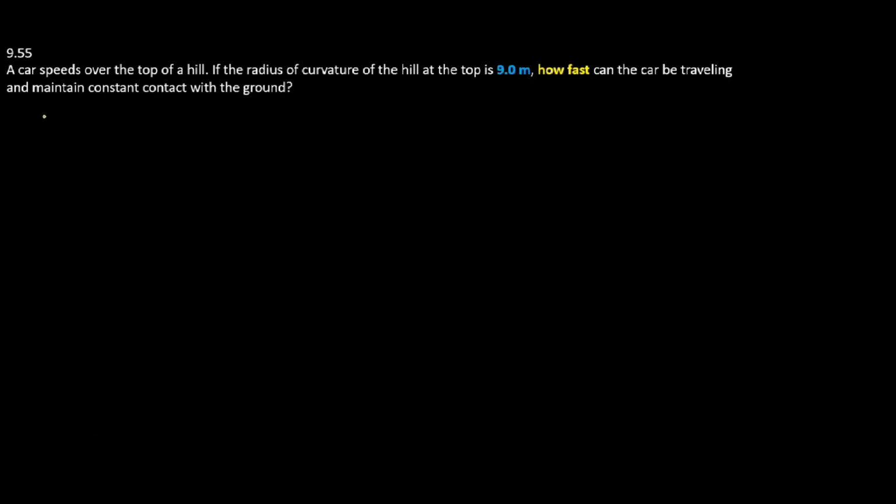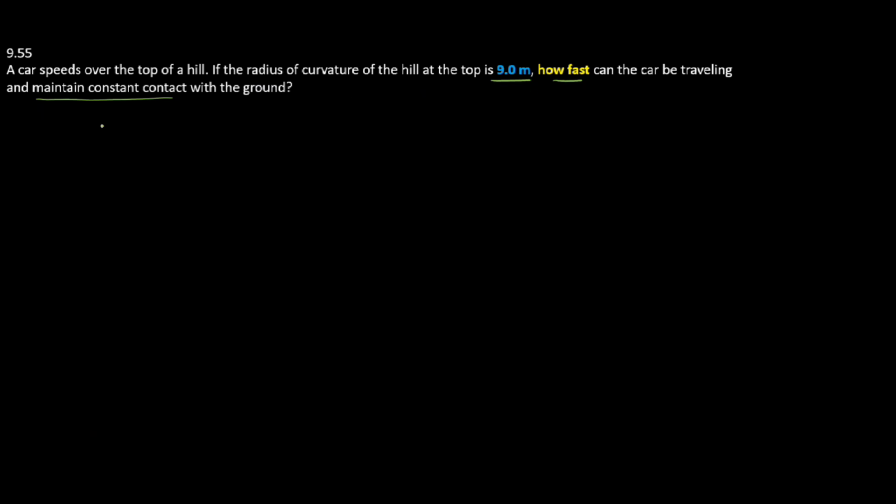Question 9.55. A car speeds over the top of a hill. If the radius of curvature of the hill at the top is 9 meter, how fast can the car be traveling and maintain constant contact with the ground? So let us first sketch the problem.